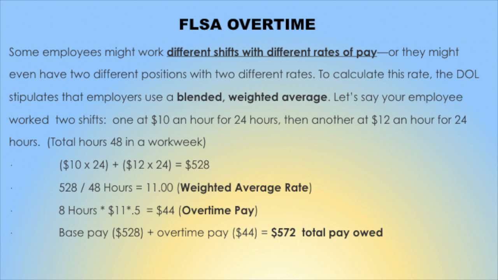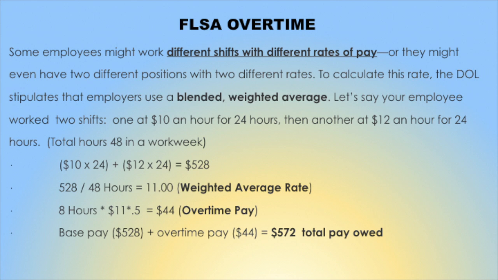So how will we calculate the overtime in that situation? Let's see that. First, we will calculate the regular earnings based on the hourly rate for both the shifts. $10 times 24 gives you 240 and $12 times 24 gives you 288 and the total is 528. So we will divide the 528 regular earnings by all the hours that are worked during the work week and we get the weighted average rate of $11. We are going to use this average rate to calculate the overtime premium.